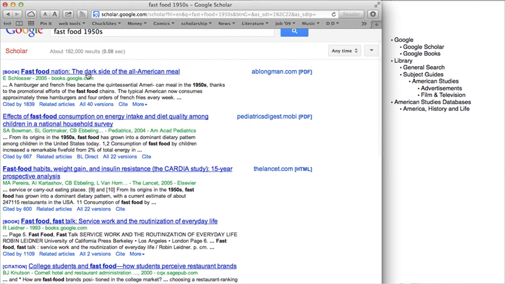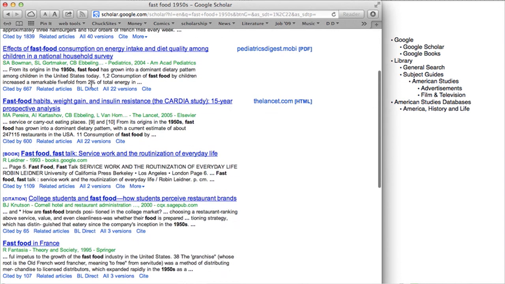Fast Food Nation sounds promising, but it's actually a book about the place of fast food in present-day society. It references the 1950s, really just in passing. So this is the kind of source you dig out, take a look at, realize this really isn't helpful to me, and you put it back. And there's a lot of that in research. You shouldn't be surprised when your first attempts at finding sources don't work out. You've got to keep looking, and you've got to try something cleverer.